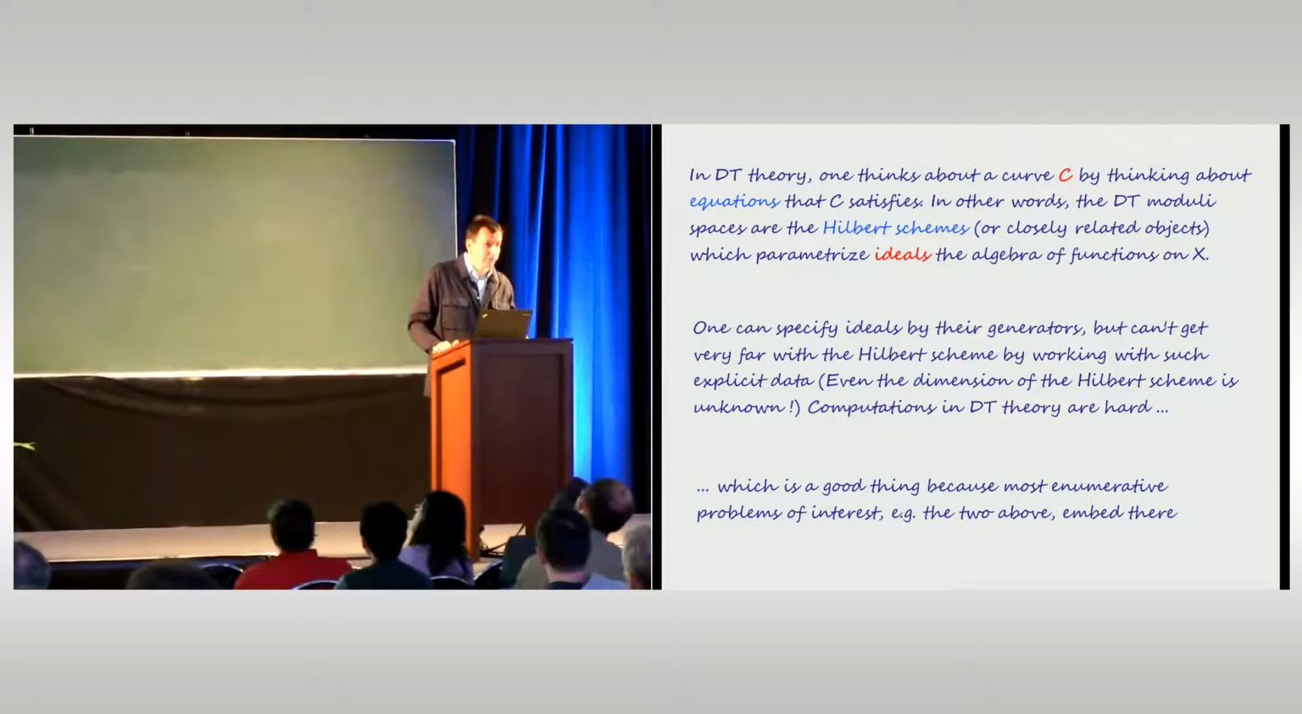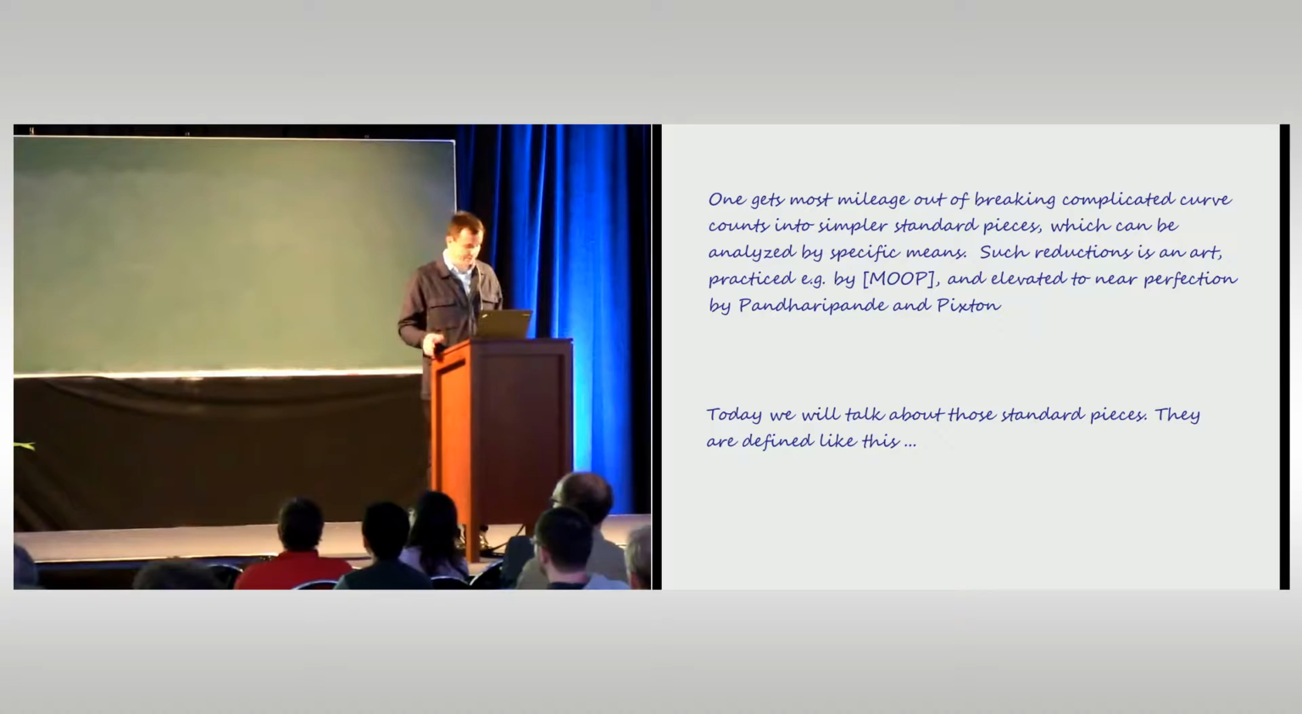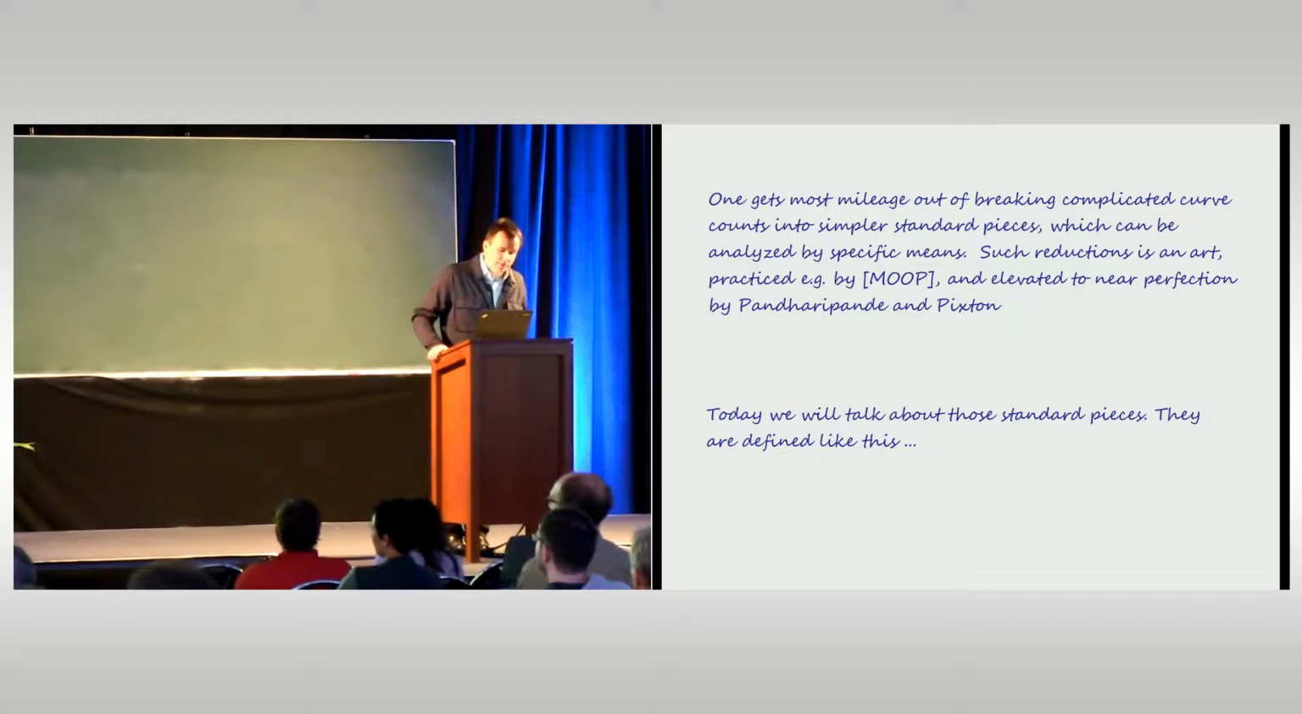Which is a good thing, because most enumerative problems of interest do embed into them. So it's good that there's some intrinsic complexity to it. You can argue there are various strategies you can employ, but one of the most successful ones was that if you want to count curves in a threefold, you should try to break your threefold into pieces in which it would be easier to count curves. So maybe those of you familiar with Chern-Simons theory in three real dimensions, Donaldson-Thomas theory aims to be something similar in three complex dimensions.